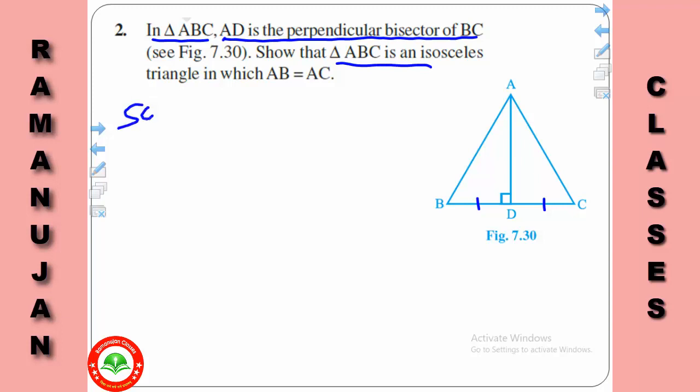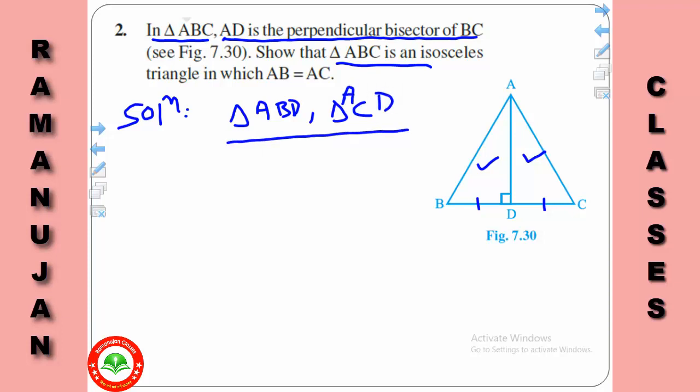So I am going to solve the question. It is a very easy question. So we have to prove AB equal to AC. For this we will prove triangle ABD and triangle ACD are congruent triangles. We have to prove ABD and ACD are congruent triangles. So AD is common in both triangles.